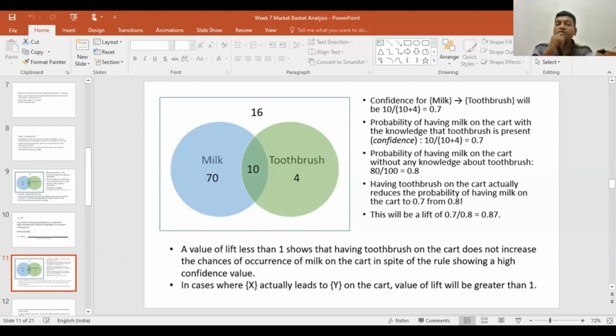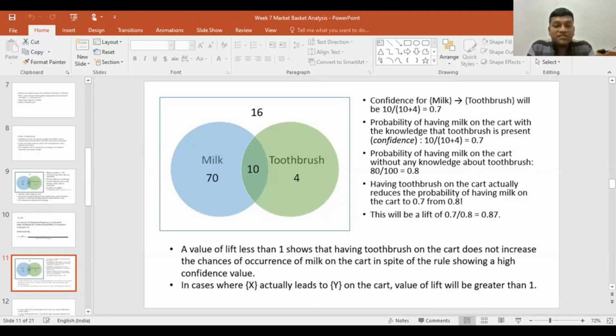And the value of lift has to be greater than 1 for us to conclude that the association between these two products is strong. So a value of lift less than 1 shows that having toothbrush on the cart does not increase the chance of occurrence of milk on the cart in spite of the rule showing a high confidence value. So that is the reason we have to look at support, confidence, and lift to ascertain with any amount of confidence that there is a strong association between the two items being purchased.